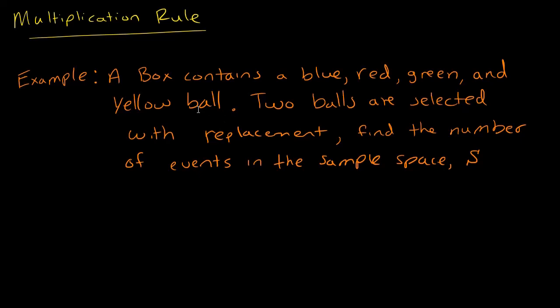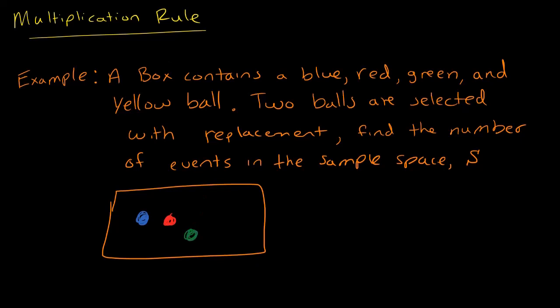So we have a box. Okay, let me go ahead and draw out a box. And the box contains 4 balls. It has a blue ball, a red ball, a green ball, and a yellow ball. All right, and we're going to randomly select from this box. Two balls are going to be randomly selected with replacement.